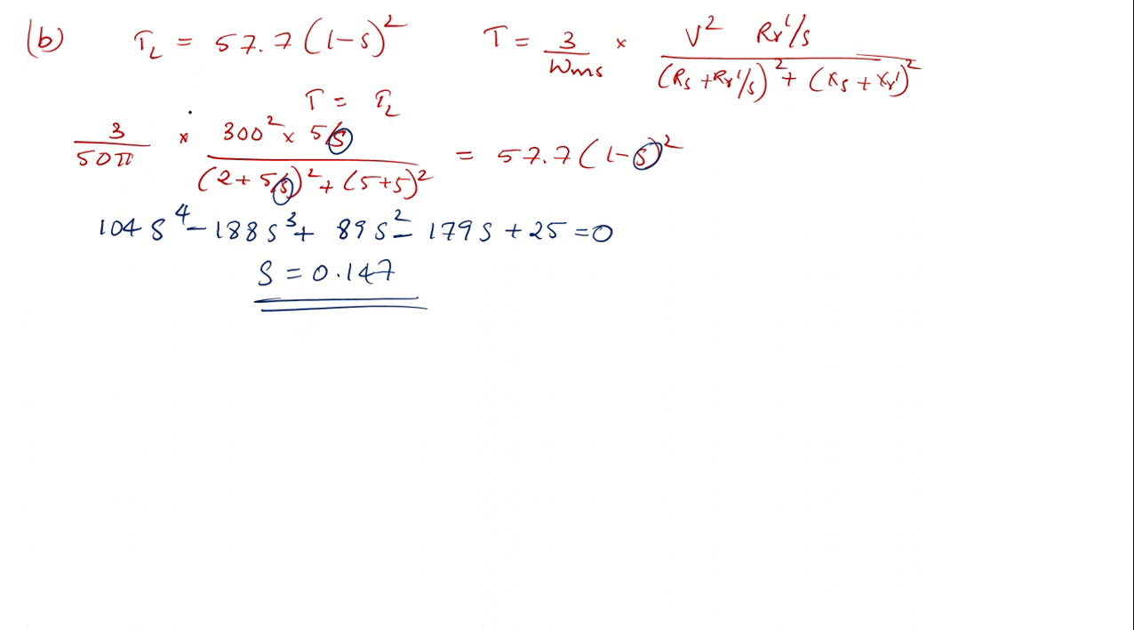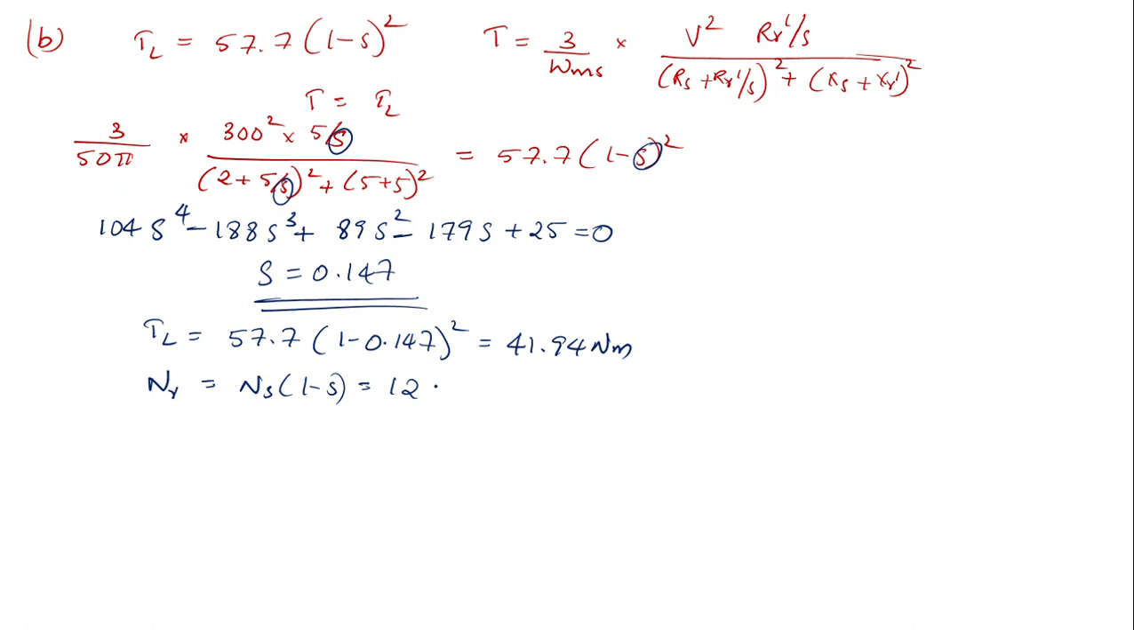On getting the value of slip, you can substitute it in the equation for load torque. So you will get 57.7 into (1 minus 0.147) square, and you will get the load torque, actually 41.94 Newton meter. You can find out the value for speed. NR is equal to NS into (1 minus S). NS is already known, and you will get 1279 RPM. You got the value for slip, you know NS, and again you can find out IS.